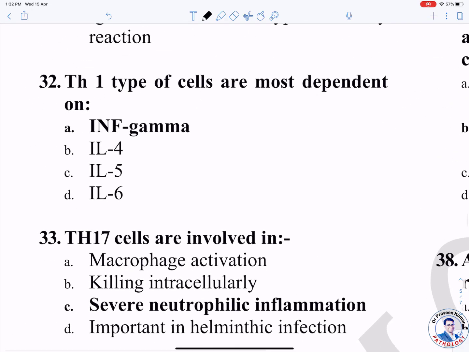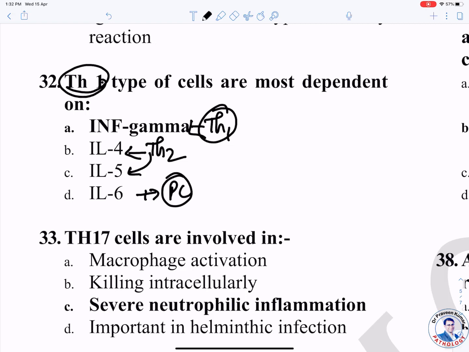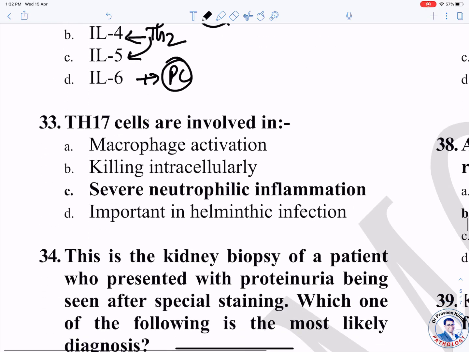Question 32, it is a TH1 type of cells, and I hope you remember, TH1 is for interferon gamma. Had the question been TH2, it would have been interleukin 4 and 5, and IL-6 doesn't have a straightaway role, but IL-6, I will tell you later on, it activates the plasma cells. Okay, this activates the plasma cell. This we'll discuss later on in hematology.